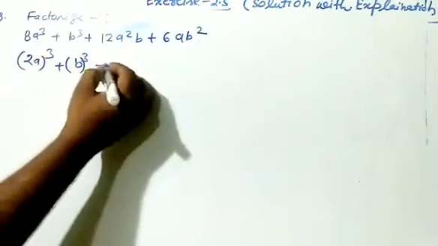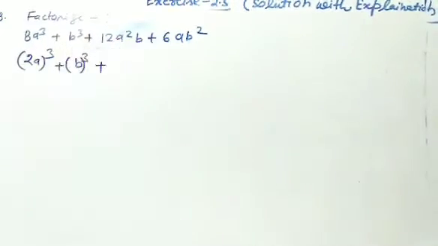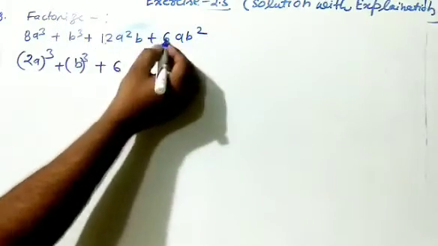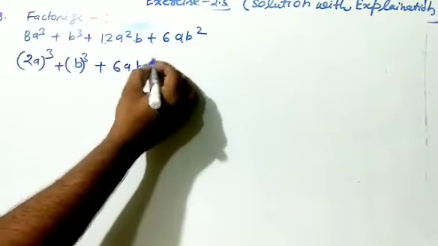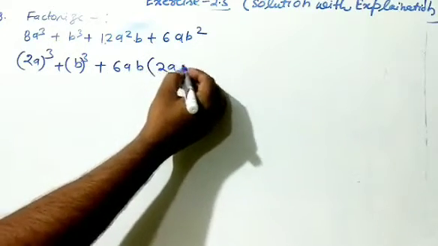b cube as it is, plus. In these two terms, if we look closely, 6 is common in 12 and 6, a square is common, and b is common. So what is remaining here? It is 2a plus b.